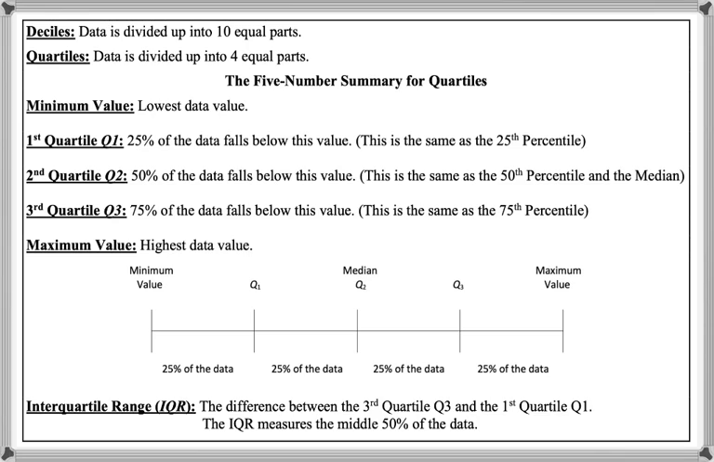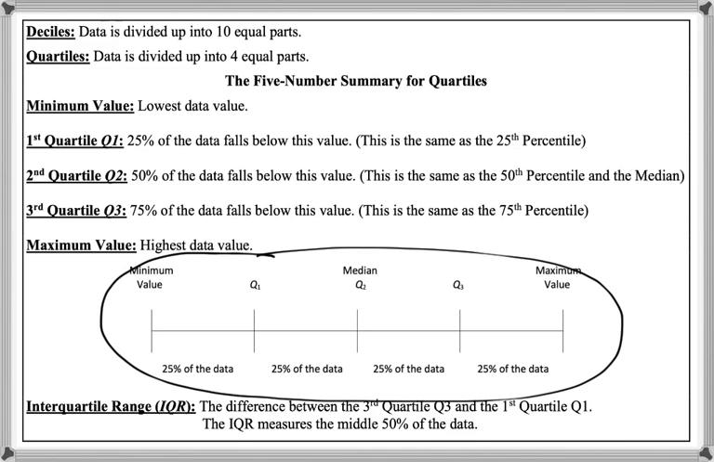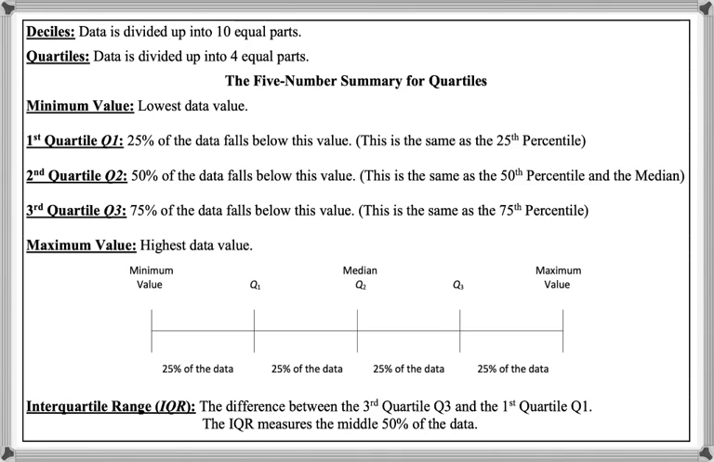You'll see the diagram for the 5-number summary right here. So the minimum value is the lowest data value. The first quartile, which is called Q1, means that 25% of the data falls below this value. So this would be the same thing as saying the 25th percentile.